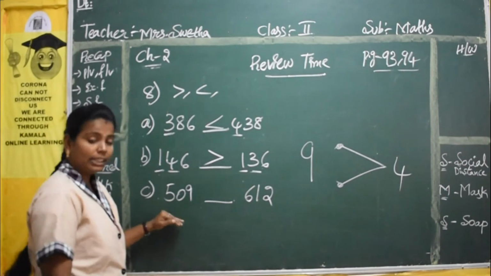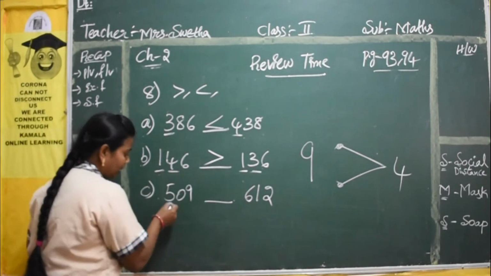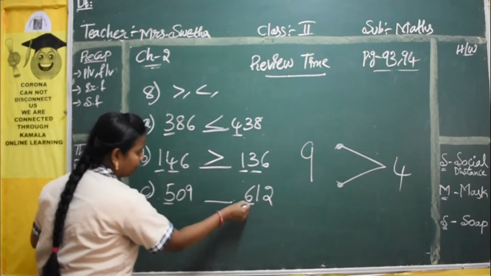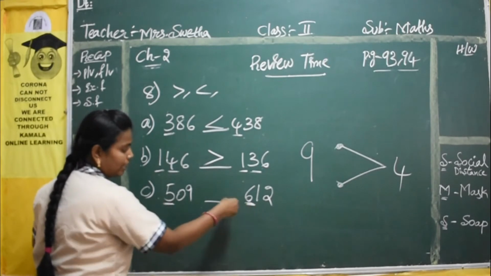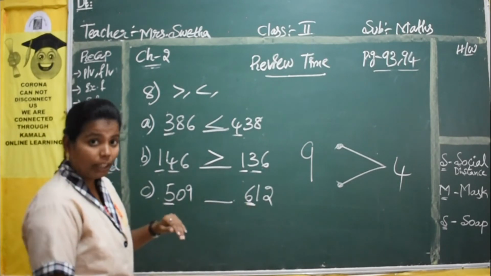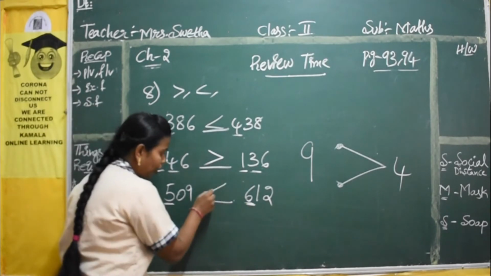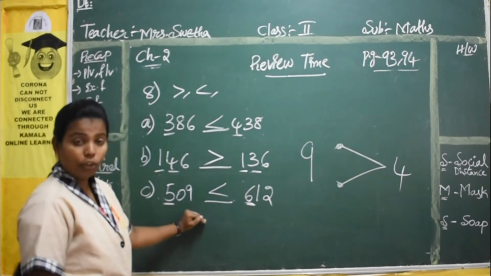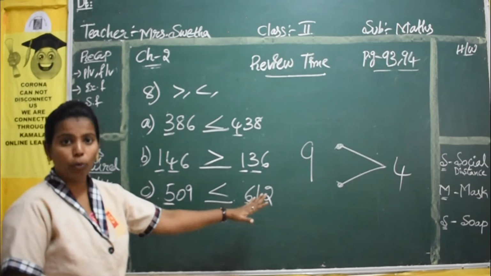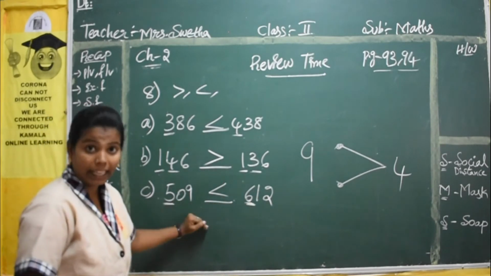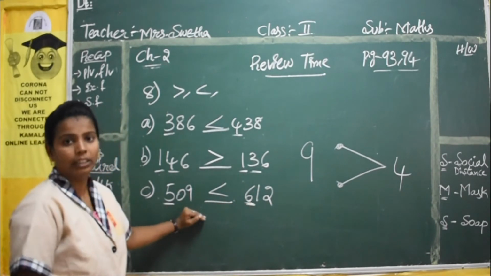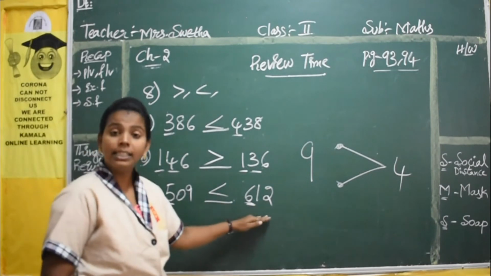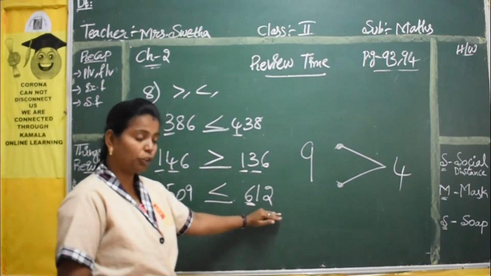Okay, now see the third one. The third one is also like that. Check with each and every digit. Check with the first digits, 5 and 6. Which is the biggest one? 6, so the mouth will be open to the 6 side. Wherever you have the big number, the mouth will be open to that side. So 509 is less than 612. Means 612 is the bigger one.